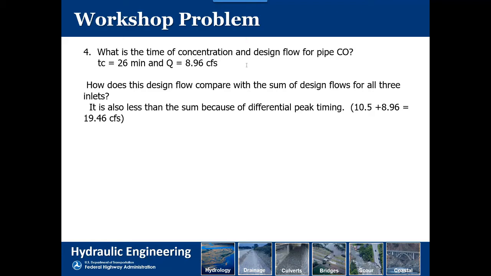It's also less than the sum because of the different peak timing, right? So if we add it all together, we'd have almost 20 CFS, and you might have to go into a 24-inch pipe or a 30-inch pipe. I think a 24-inch pipe can handle about 10 CFS, concrete pipe. So you might be into a 24 or even a 30-inch pipe, and you don't have to be.